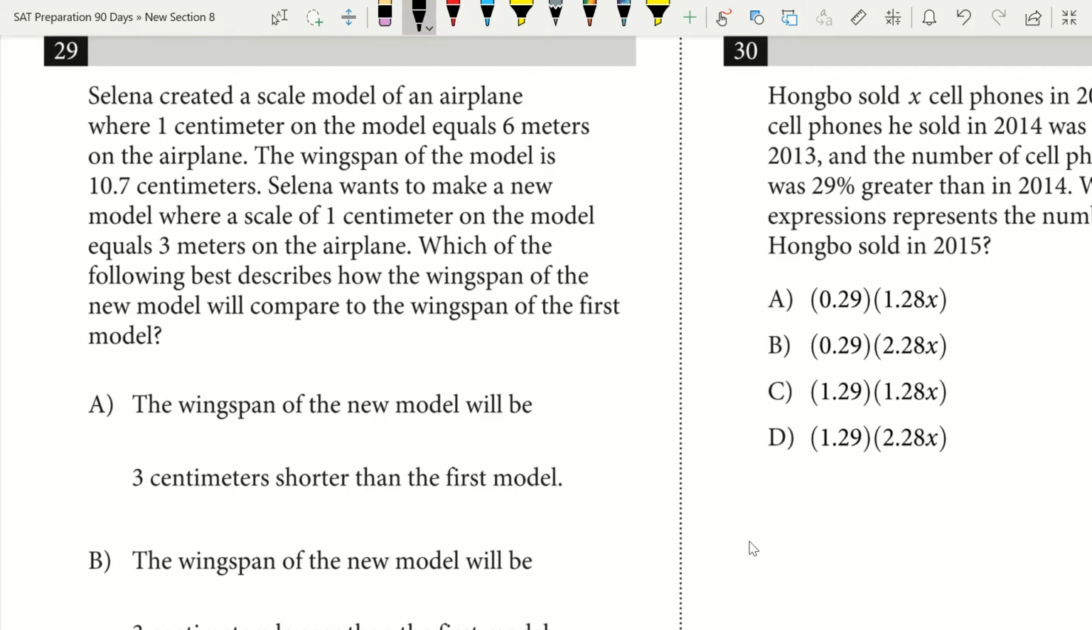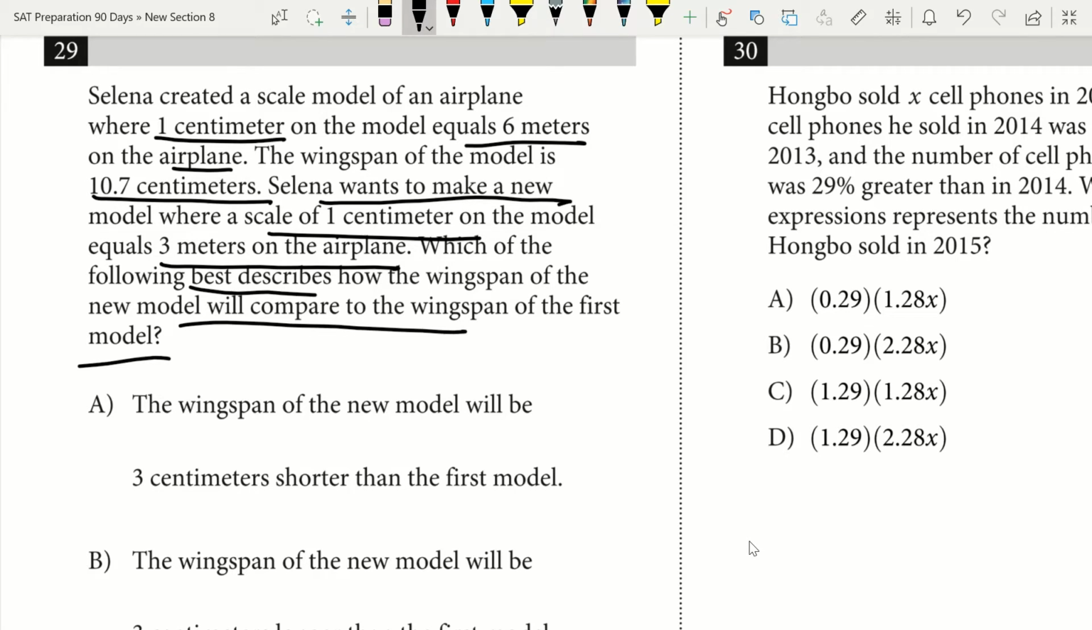All right, now we have: Selena created a scale model of an airplane where 1 centimeter equals 6 meters on the airplane. The wingspan of the model is 10.7 centimeters. Selena wants to make a new model where a scale of 1 centimeter on the model equals 3 meters on the airplane. Which of the following best describes how the wingspan of the new model will compare to the wingspan of the first model? All right, well, if 1 centimeter is representing 3 meters, so it's representing fewer meters on this new model, then this new model is going to have to be bigger, right?